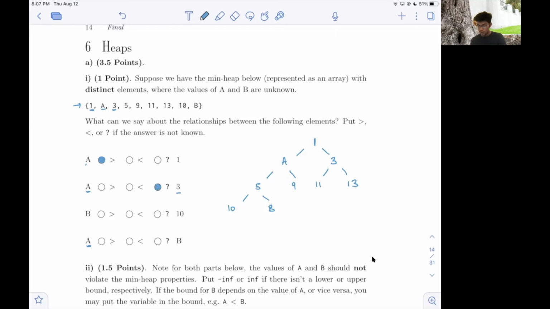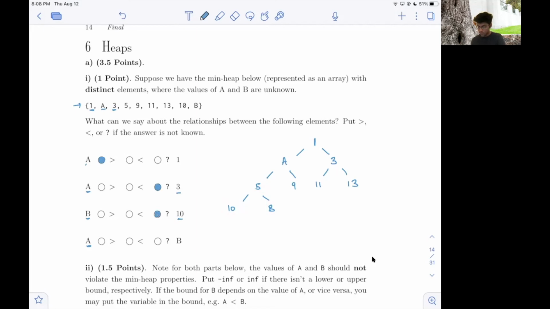Okay. Next part is asking between B and 10. If I look at B and 10 in my heap, I see that they're basically the same case, in which they're in the same level and they're 2 different subtrees of 5. The only thing that they need to satisfy is that they need to be greater than 5. 10 is already greater than 5 and B should also be greater than 5. But with respect to 10, B can be either less than 10, so 6, 7, 8, or 9, or it can be greater than 10, 11, 12, 13, and so on. So again, there's no particular relationship between 10 and B. So I'll put a question mark for this as well.